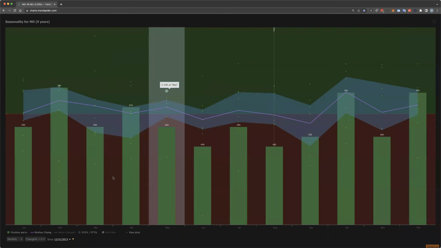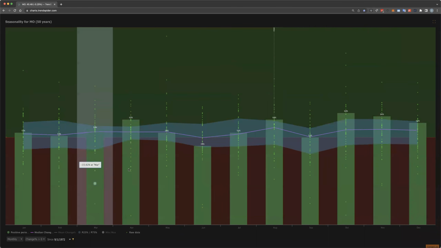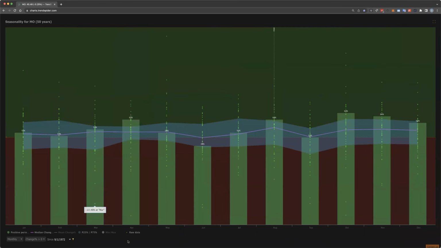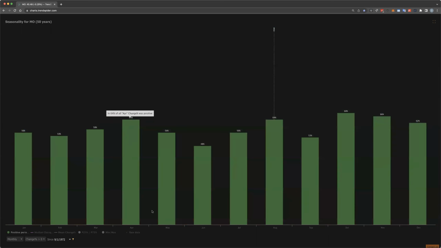So first up is seasonality. Seasonality is exactly what the name implies. It's measuring the seasonal performance of a priced asset. We take it to kind of an extreme level in TrendSpider. So I'll start at the most simple view. This is 50 years of Philip Morris trading, 50 years since it IPO'd.